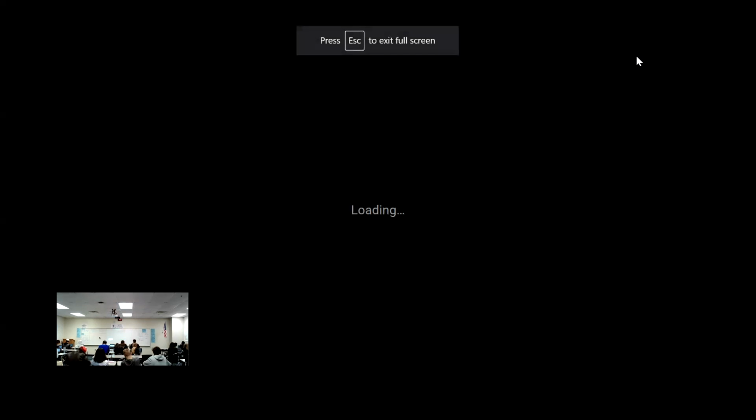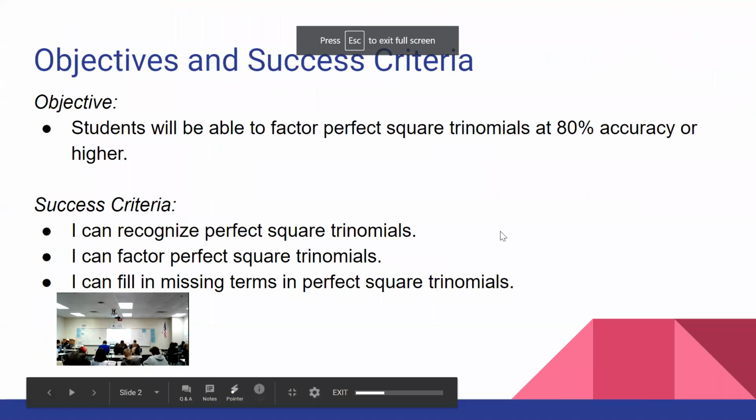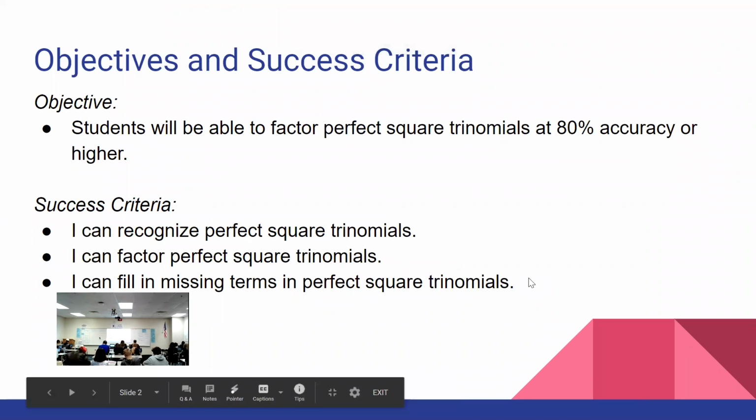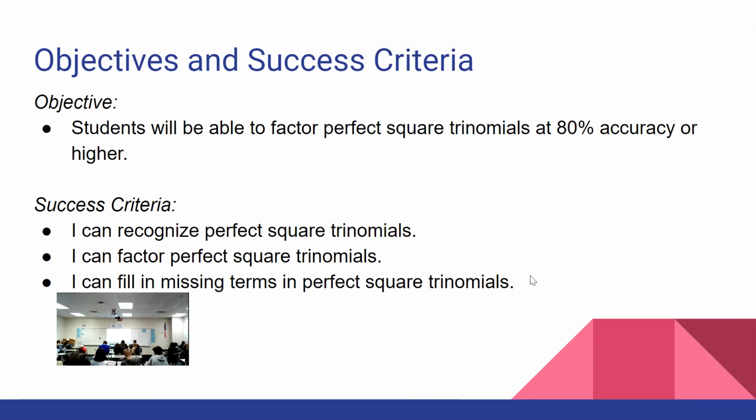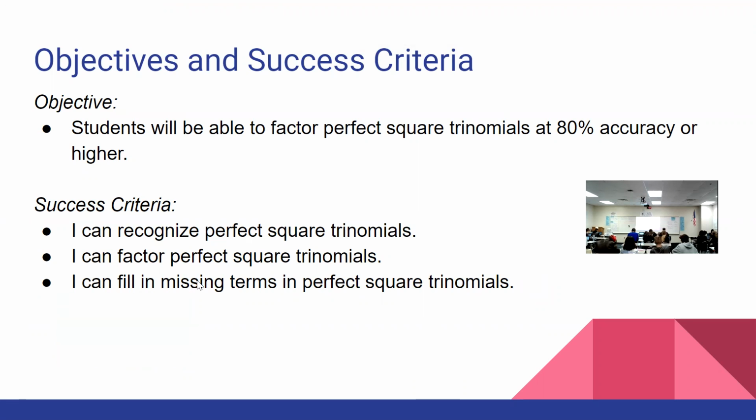So for today, we are learning how to factor perfect square trinomials at 80% accuracy or higher. So first, in order to do that, you need to be able to recognize perfect square trinomials. You need to be able to factor them and to fill in missing terms in perfect square trinomials.